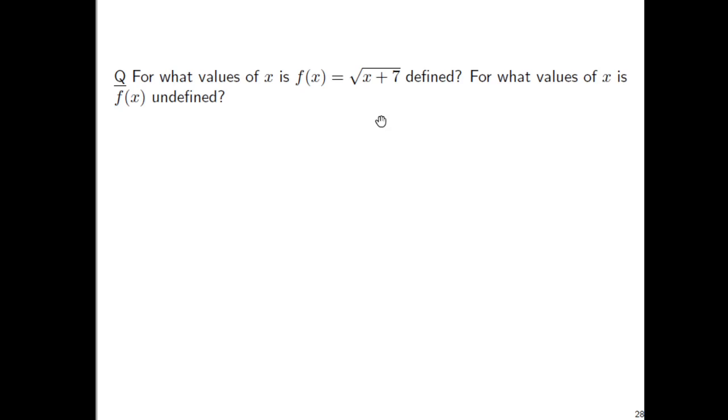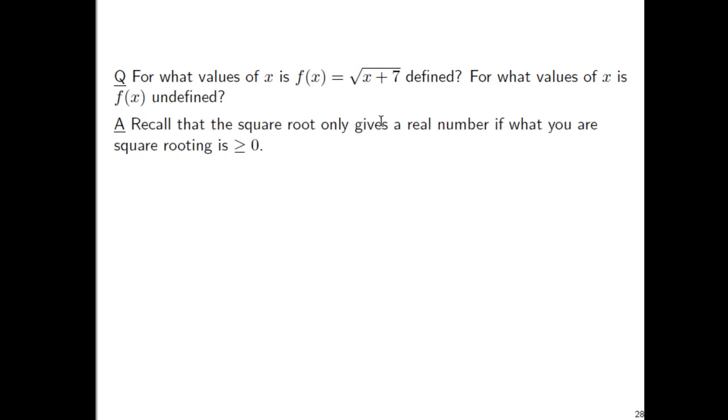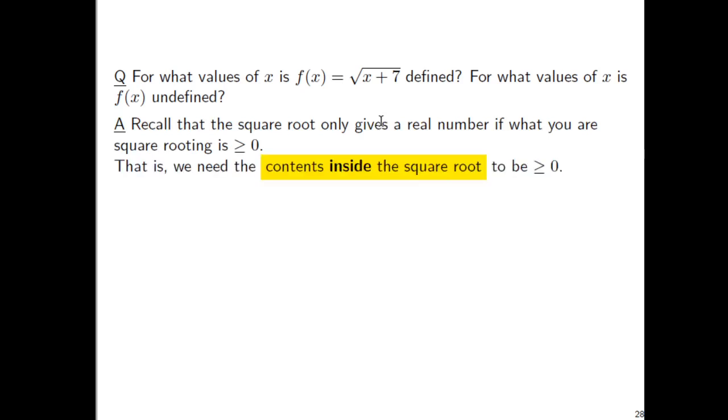Let's say some things about functions that have radicals in them. This would be good function review. So for what values of x is f of x equal to root x plus 7 defined? And for what values of x is f of x undefined? So recall that square rooting only gives a real number if what you're square rooting is greater than or equal to 0.